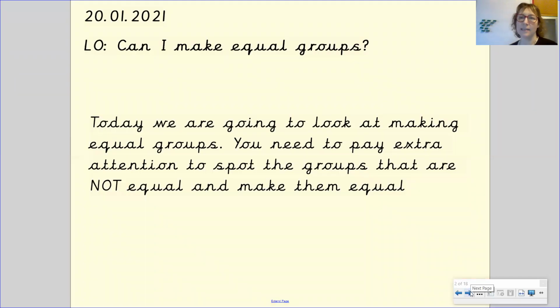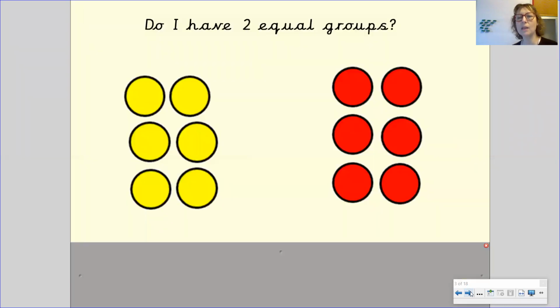In today's lesson, we're going to be looking at making equal groups. So you need to pay extra attention because some of the groups are not going to be equal, just to try and trick us, catch us out. So we've got to make sure that we know the difference between equal and unequal groups. So have a look at this one. Do I have 2 equal groups? So just shout at me, yes or no.